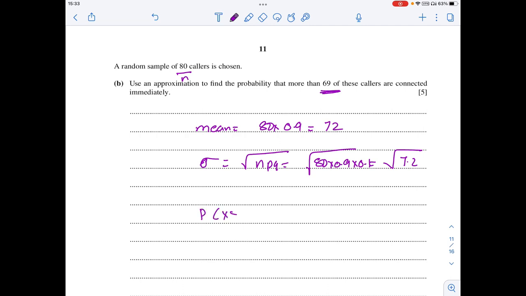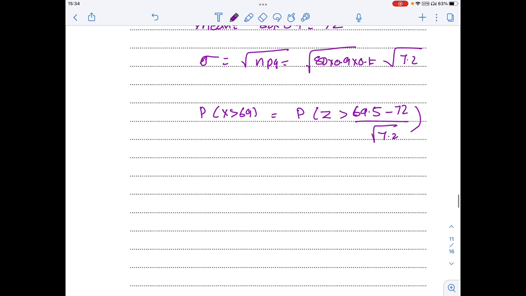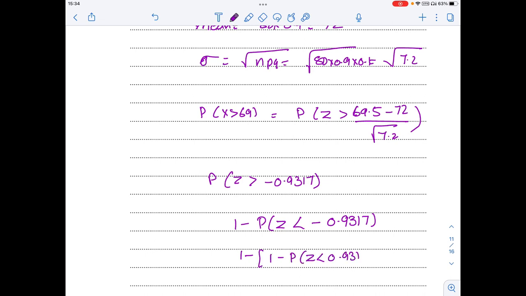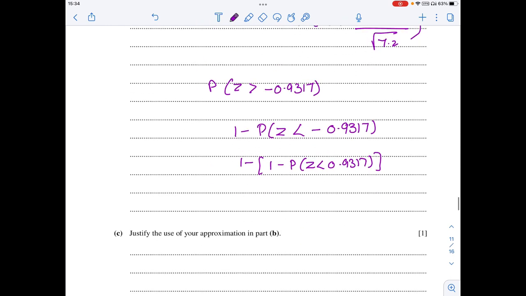So probability of x greater than 69. Greater than 69 means when you convert into z, it becomes 69.5. 69.5 minus 72 divided by square root of 7.2. So probability of z greater than minus 0.9317. So 1 minus probability of z less than minus 0.9317. 1 minus probability of z less than 0.9317. So which is 0.824.